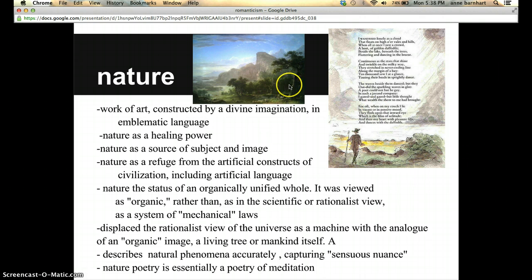And as you can see, I've included yet another romantic image. This is an actual romantic painting of nature and sort of possibility. And then over here is a meditation you've probably heard about by William Wordsworth, I Wandered Lonely as a Cloud. It has to do with daffodils dancing, and it's a lovely poem, so take some time to check that out as well.